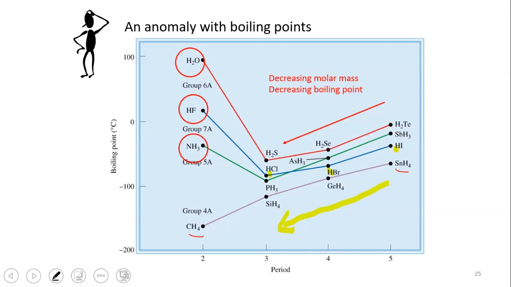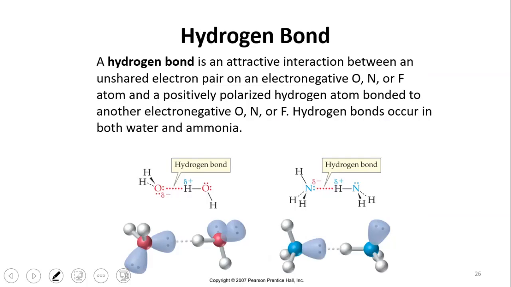This force was studied and it received its own name. It is called a hydrogen bond. So it's a dipole-dipole interaction, but it is so strong that we have put it in a separate category. It's an attractive interaction between an unshared electron pair, a lone pair, on an electronegative O, N, or F atom, and the positively polarized hydrogen, wow, that's a mouthful. Let's say the partially positive hydrogen atom bonded to another electronegative O, N, or F.